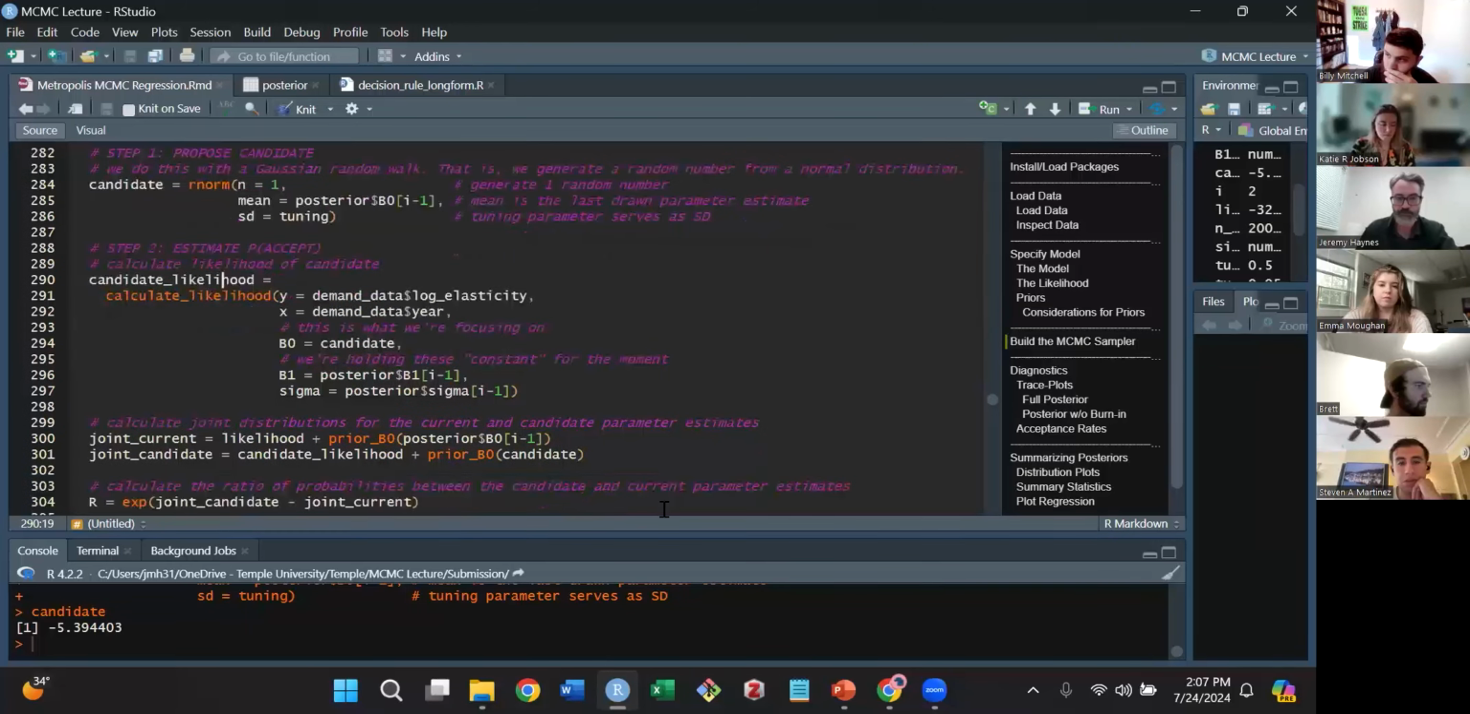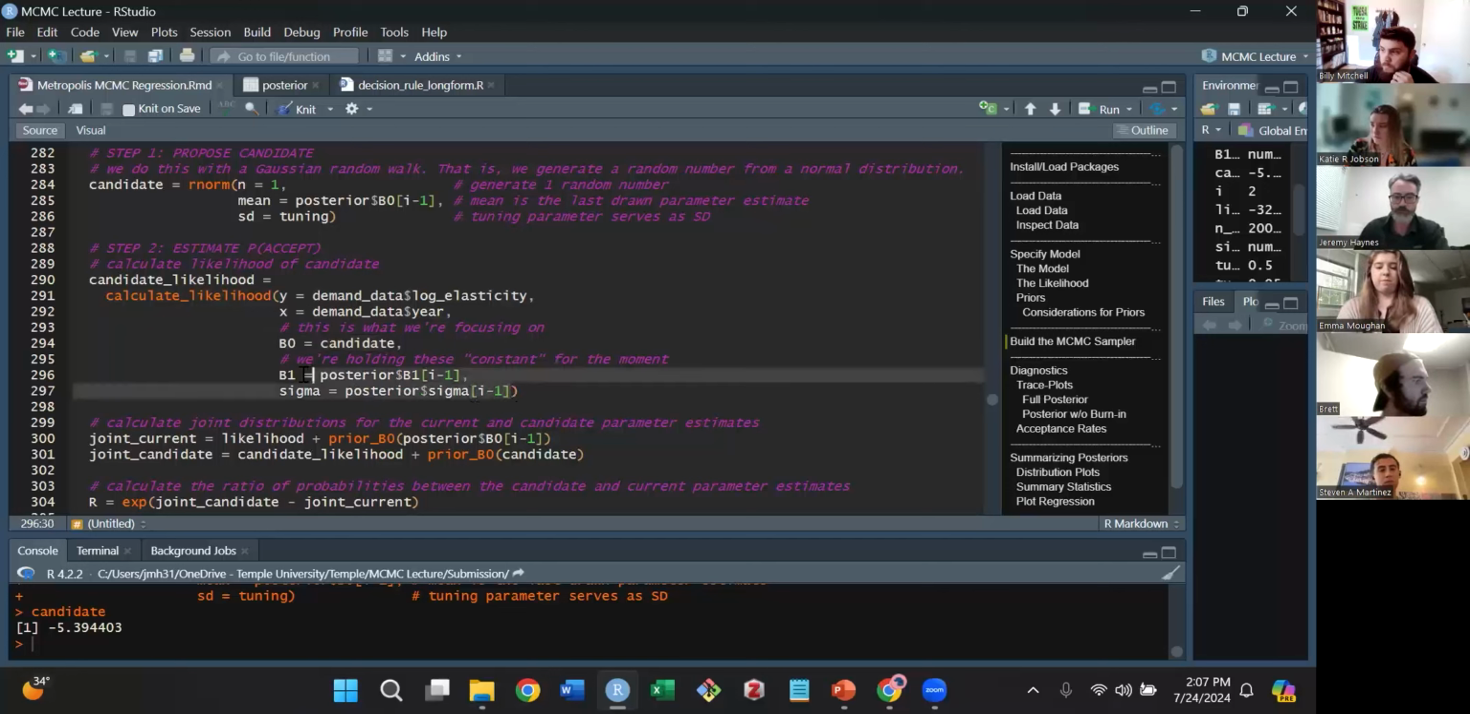Next, we're going to calculate the likelihood of that candidate value. So this involves the same function as before, but now we want to calculate the likelihood for this candidate value. We're focusing on the intercept, so that's what's going to go into this intercept part. We hold the other parameters constant, so we're going to use what's already in the previous part of the posterior distribution for the slope and standard deviation.